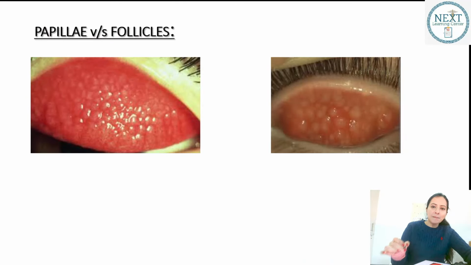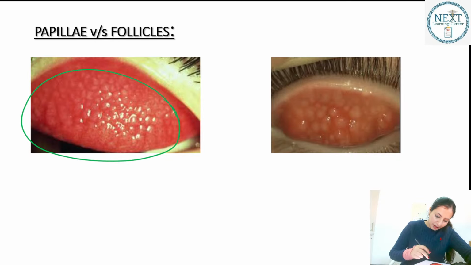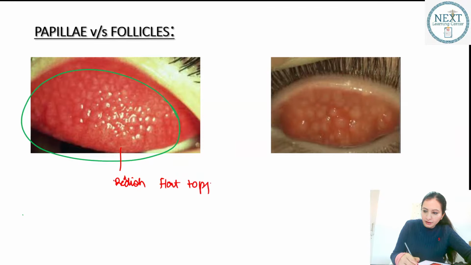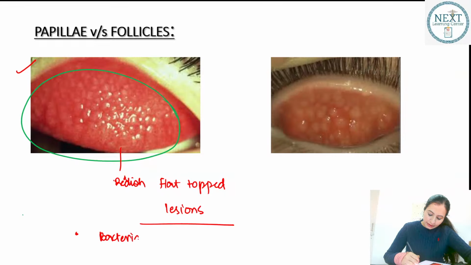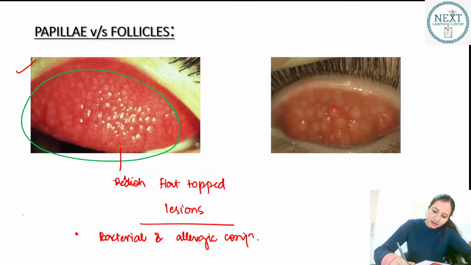Then what is papillae, what is follicle? If you look here, these are reddish, flat topped lesions. So these are what you call as papillae. These are characteristic of bacterial and allergic conjunctivitis.